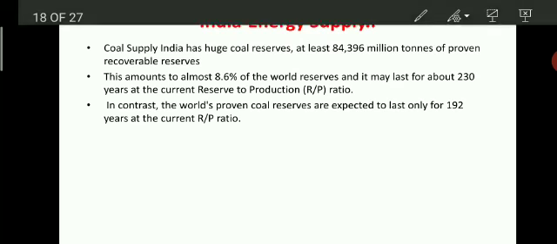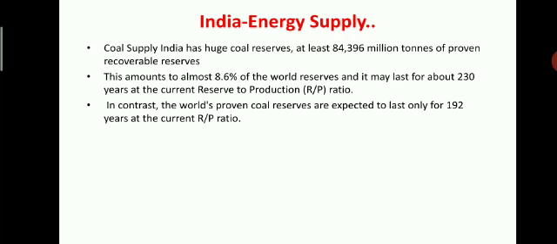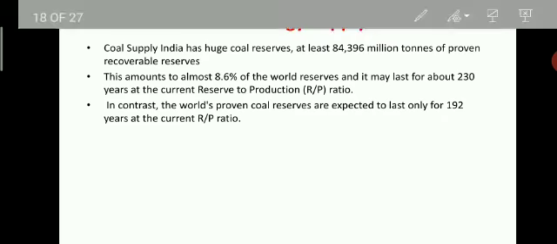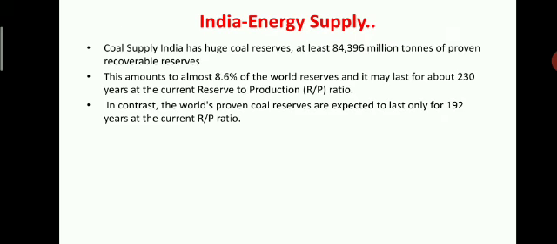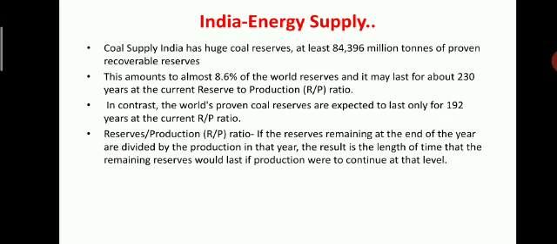So the R/P ratio is accounted here, the reserve to production ratio. I am explaining here India's energy supply. How is the energy supply of India? Reserve to production ratio means if the reserves remaining at the end of the year are divided by the production in that year, the result is the length of time that the remaining reserves would last if production were to continue at that level.